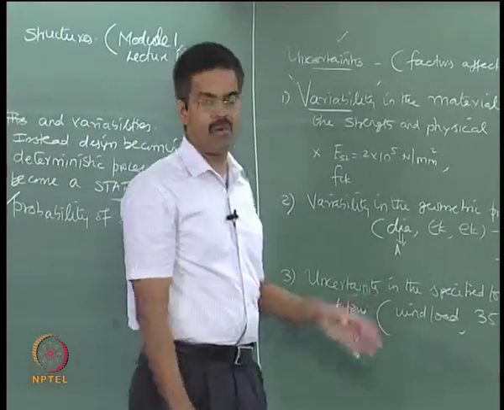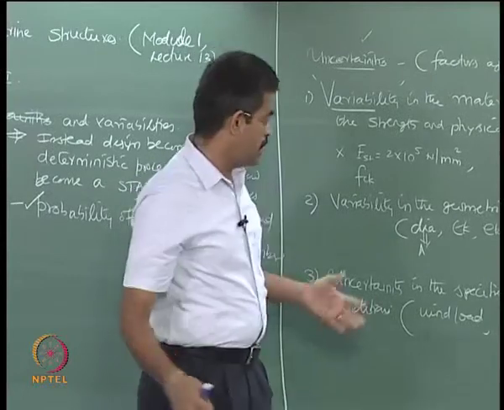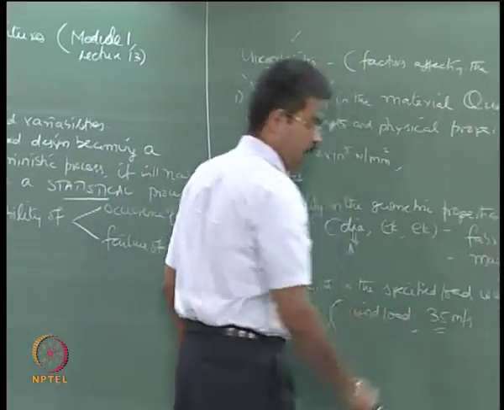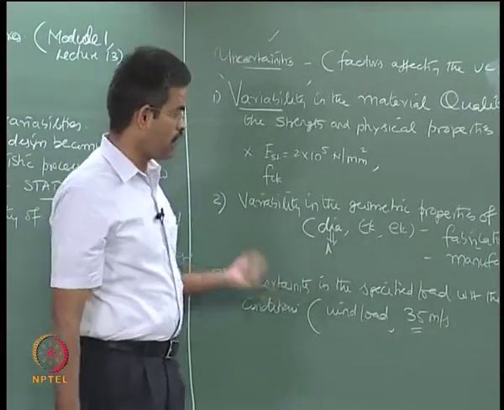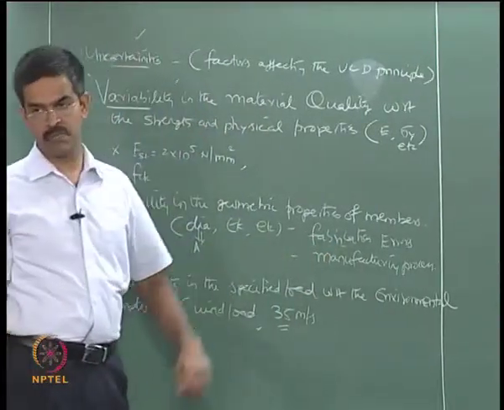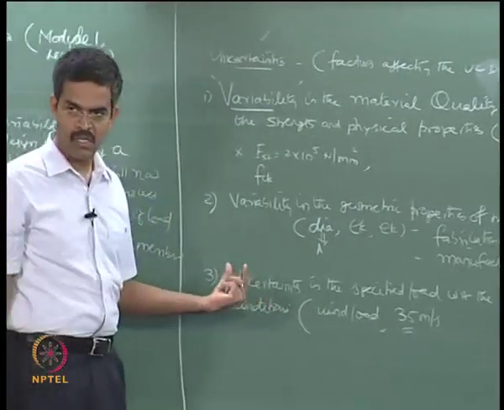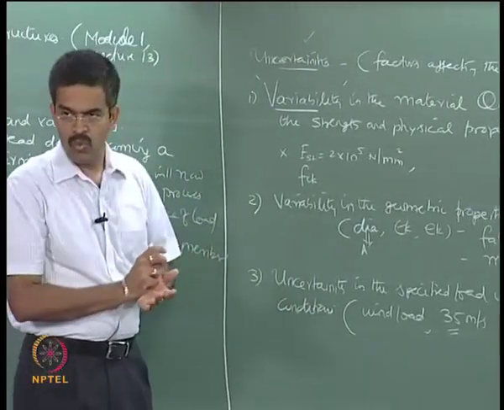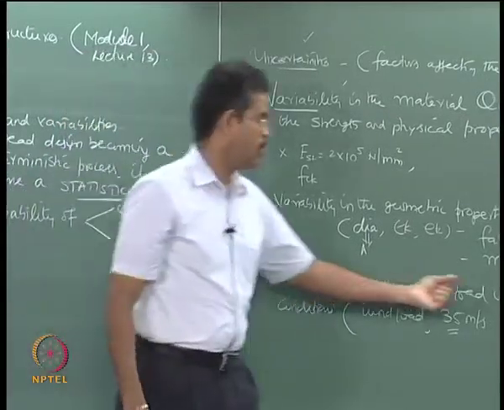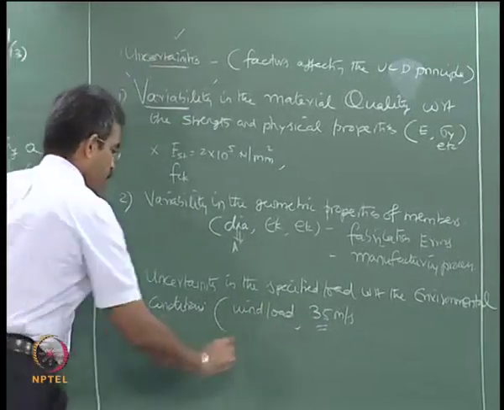where the platform or the structure is proposed to be designed, but it does not remain at 35. There can be a lot of unforeseen environmental effects which can accelerate this wind speed much more than 35 also. So, there is a high level of uncertainty which does not allow you to predict the environmental loads with a high degree of accuracy, etc.